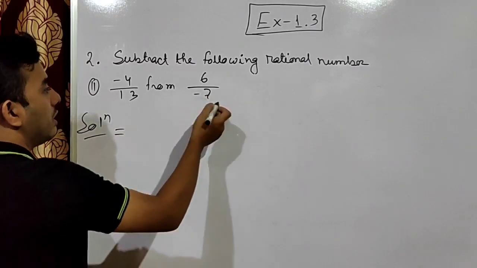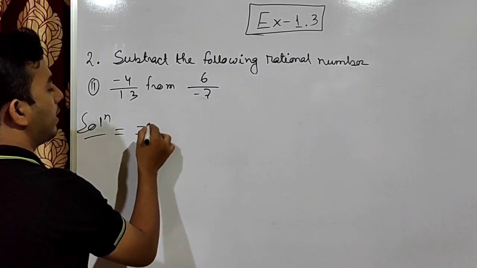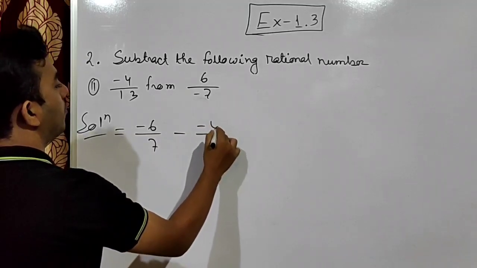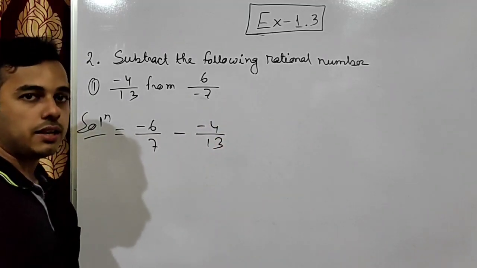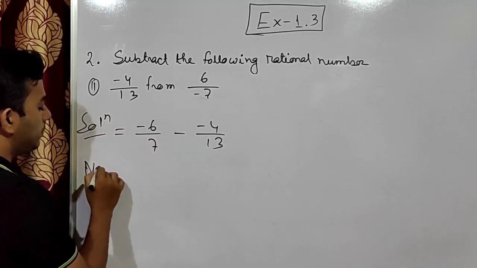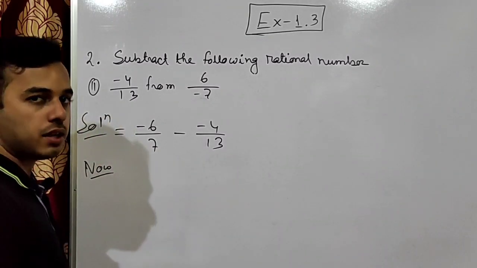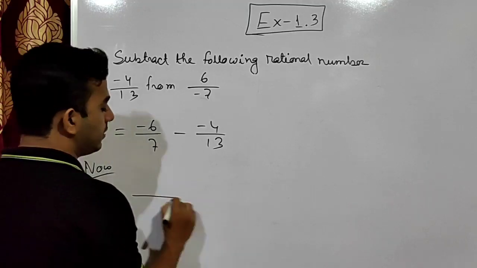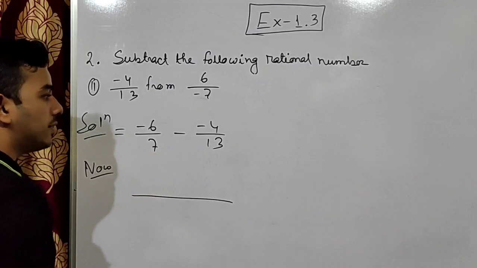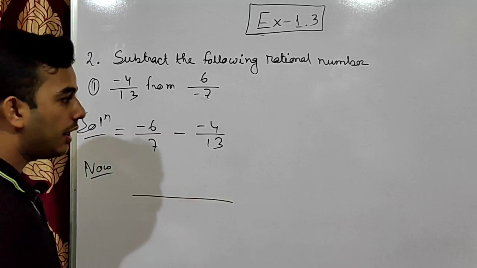Clear? Okay. So now if we make this denominator positive, what will it be? It will be minus 6 by plus 7, isn't it? Then minus 4 by 13. Up to this clear? Okay. Now we have to make the denominator the same, isn't it? So we will take their LCM. So now 7 into 13 is how much? 7 into 13, it is 91. Clear?